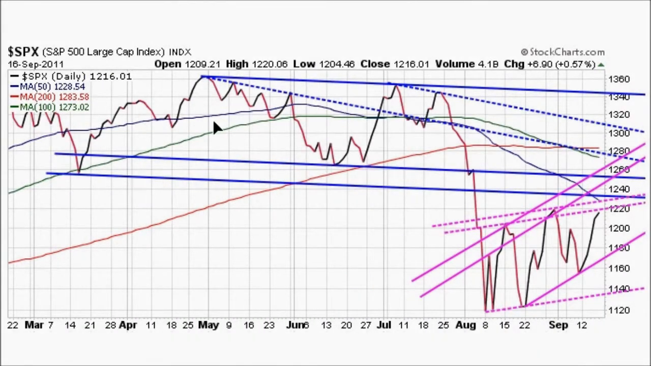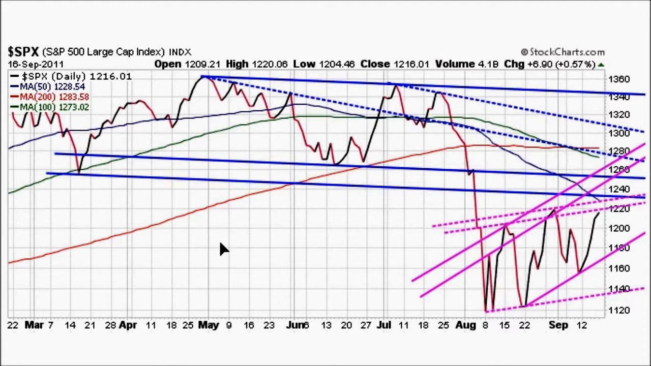This is a daily chart of the S&P 500 as of the close on September 16th. This chart can help us answer the million-dollar question, which is, from a probabilistic standpoint, how high could the current rally go? This looks very, very busy, but it's easy to understand. Here's a trend line. These are parallel trend lines. Here's a trend line, parallel trend line. These are parallel trend lines parallel to this up here.